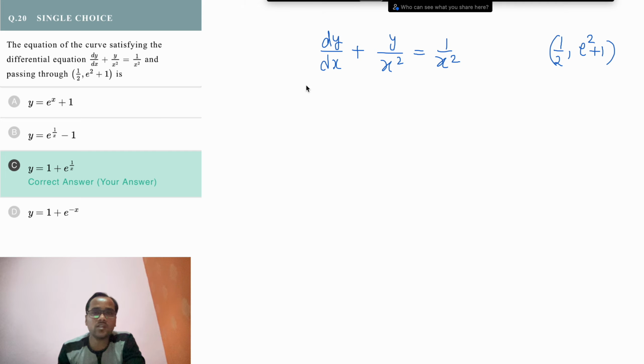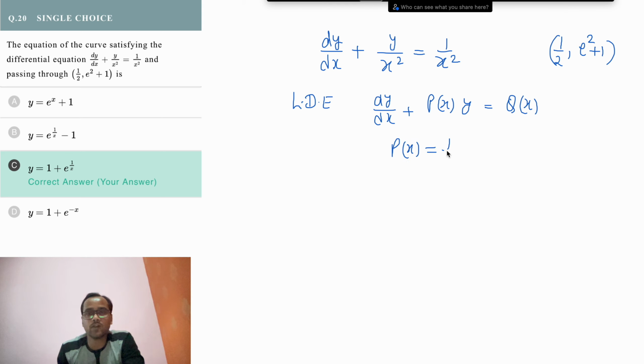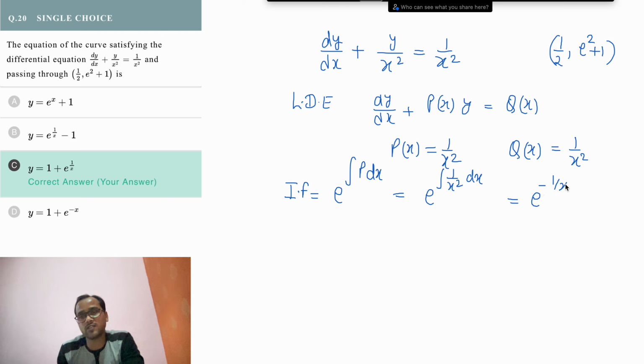So let me solve this first. This is your linear differential equation. You know the linear differential equation standard form is dy by dx plus some function of x into y is equal to some other function of x. That means P(x) here is 1 upon x square and Q(x) here is again 1 upon x square. So for solving this we need to find first of all the integrating factor. This is e raised to the power integral of P dx. So that would be e raised to the power integral of 1 by x square dx. So that would be e raised to the power minus 1 by x.